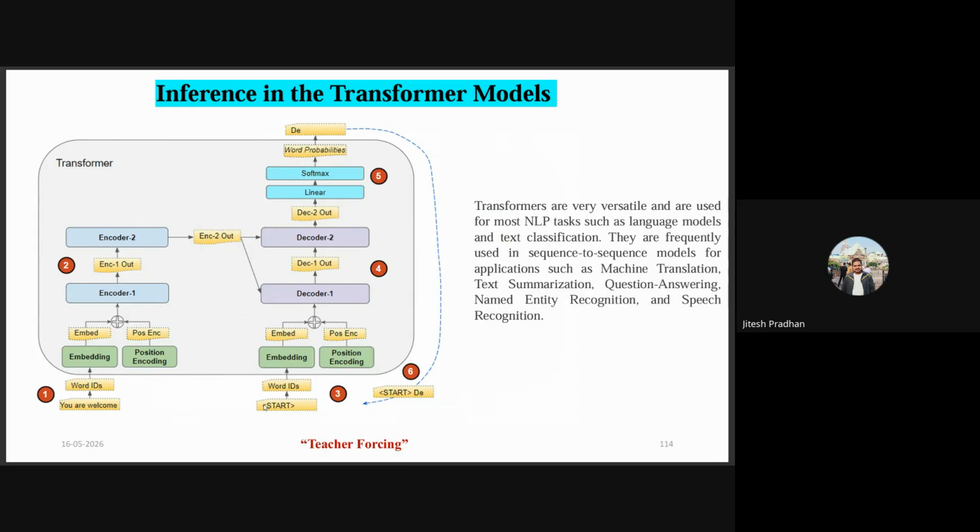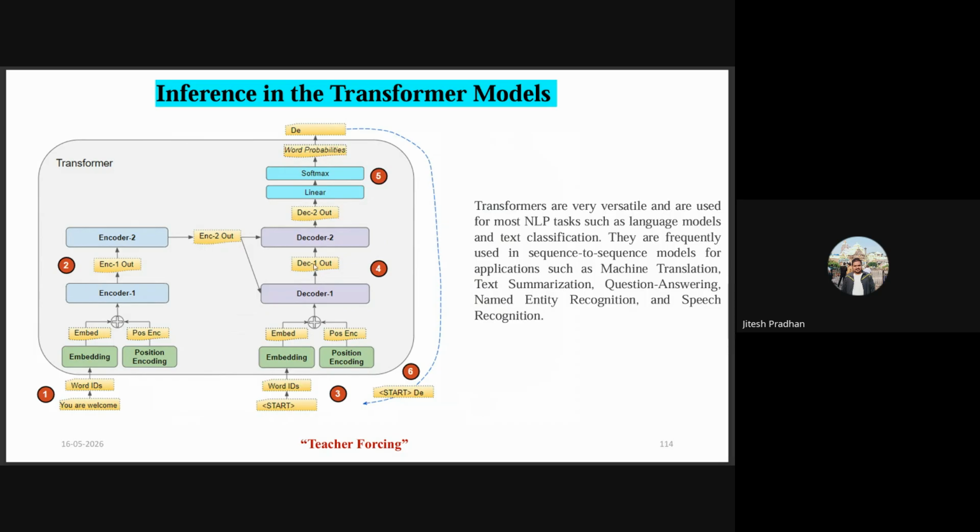We will generate a start word. So a start word is basically a starting point. It's just the start of a sentence, or we can call it a start-of-sentence token, with a position encoding. Now these two will be passed to the decoder, and along with this, the encoded output will be passed to decoder 1.